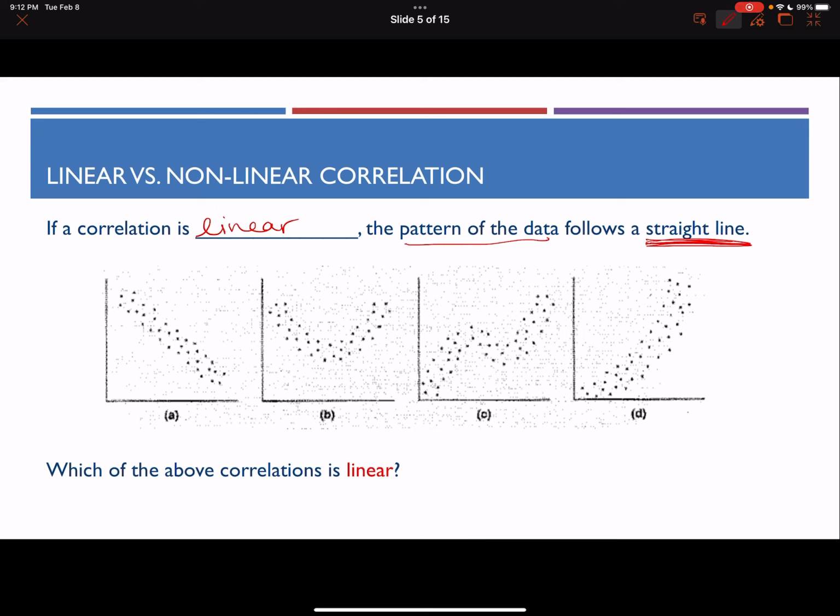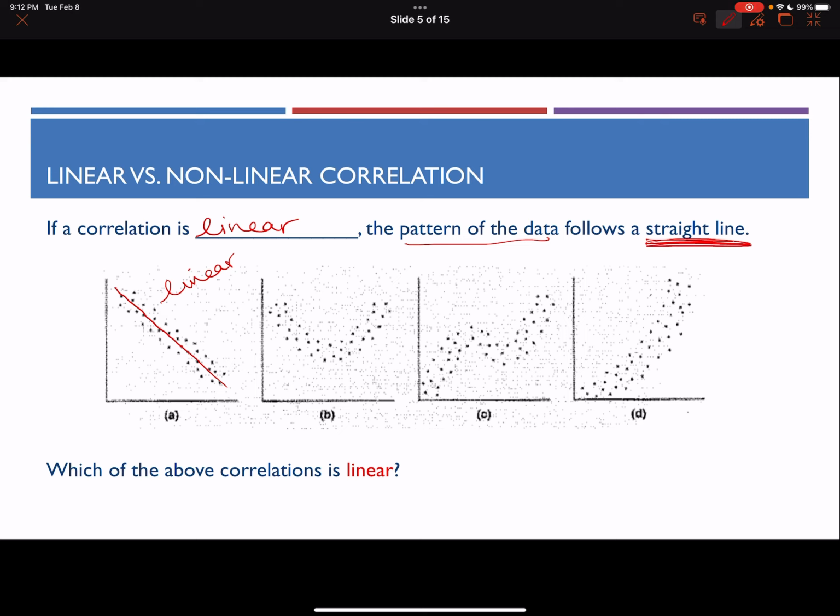If I look at letter A, let's look at the pattern. I always like to draw a line through the center of the points. Every point does not follow that line, but that line is in the center or the middle of the points. And that line is linear. So we're going to say that this scatter plot has a linear correlation.